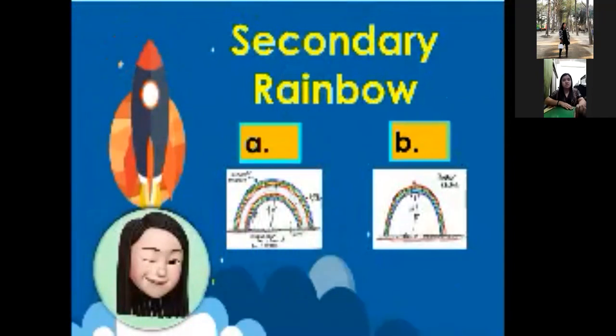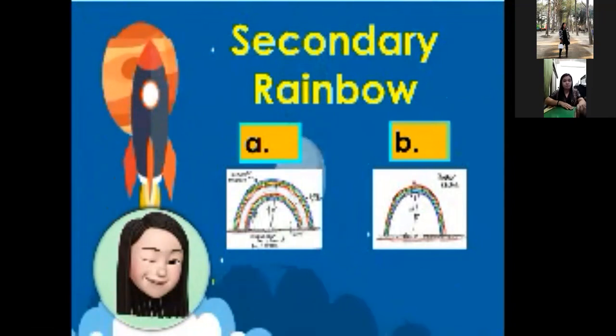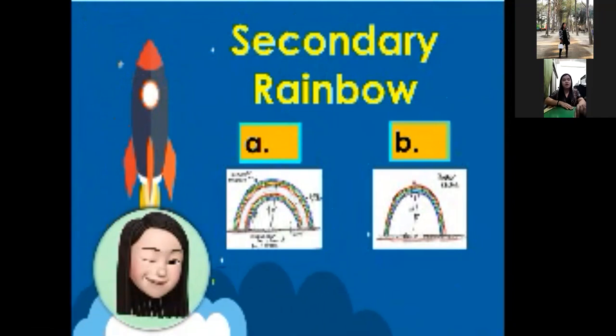Now let's go to the next part. Which is a secondary rainbow? Is it A or B? 5, 4, 3, 2, 1. The correct answer here is letter A.